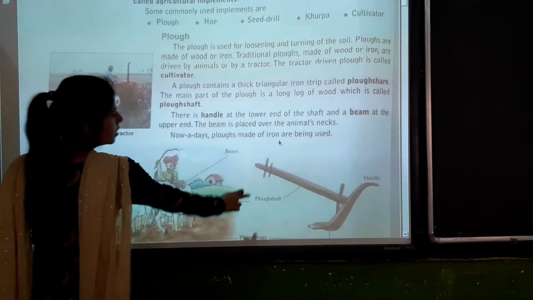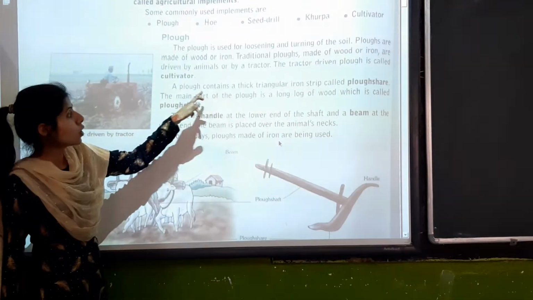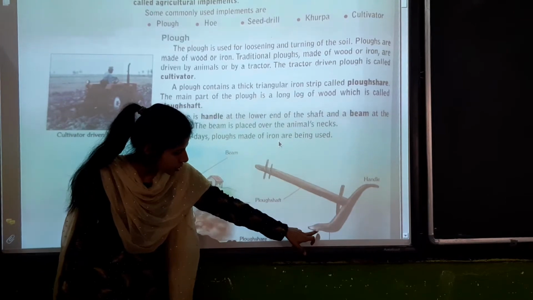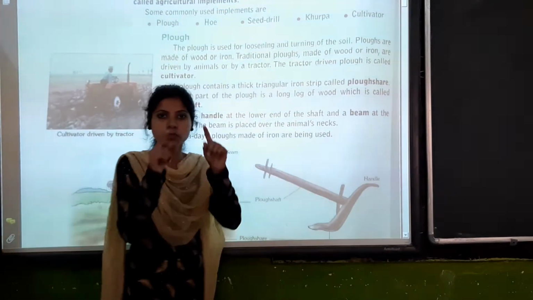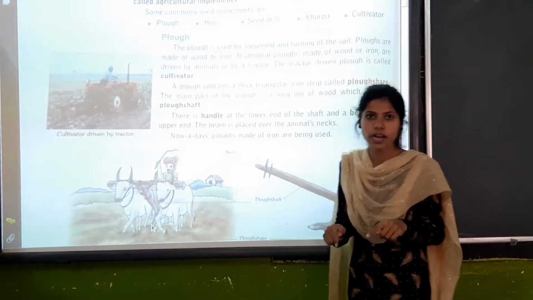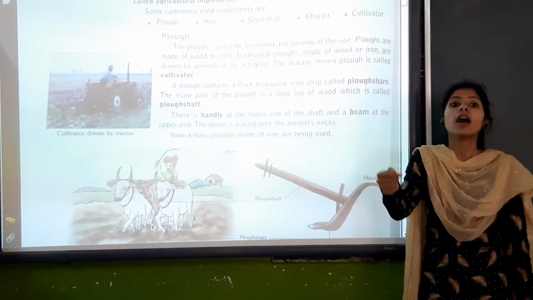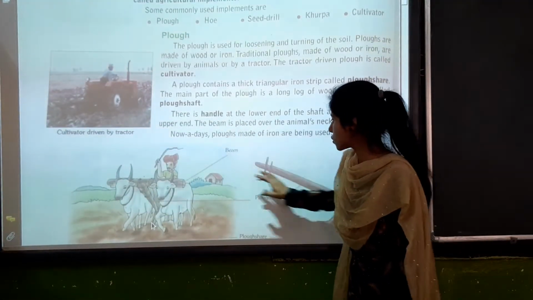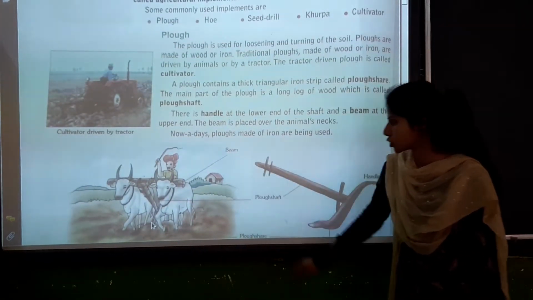As you can see here, this is the basic structure of the plough. A plough contains a thick triangular iron strip, which you can see in the diagrams. This triangular iron strip is used to dig the soil in the ground. It consists of some parts like the handle, plough shaft, beam and the plowshare.